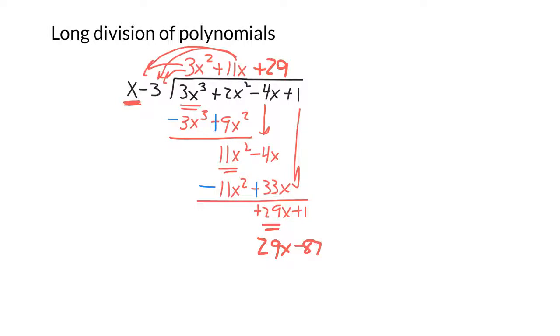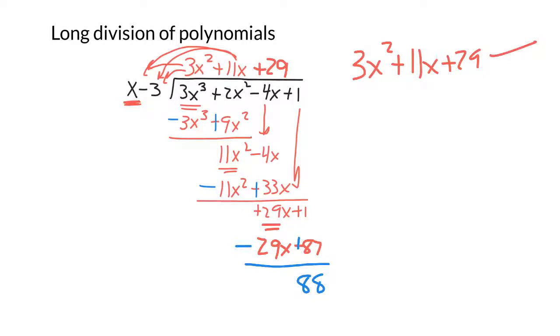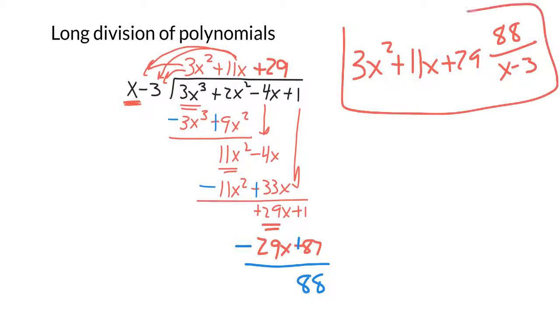Now we're going to do the same thing, change the signs and add together. 29x and a negative 29x is 0, and 1 and an 87 is 88. Since there's no more things to bring down, the 88 is the remainder. I left that there in blue to stand out, so that's the remainder. So we would write the answer as 3x squared plus 11x plus 29, including 88. And remember, when you do the remainder, it is put on top of what you divided by. So it's 88 over x minus 3. That is our long division of that polynomial.